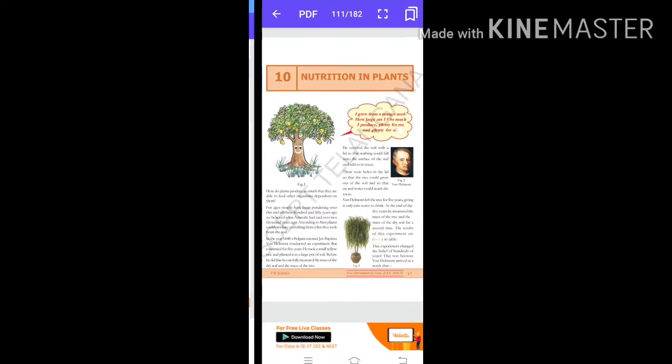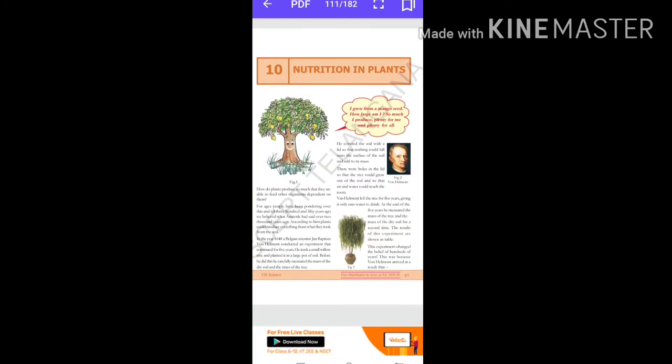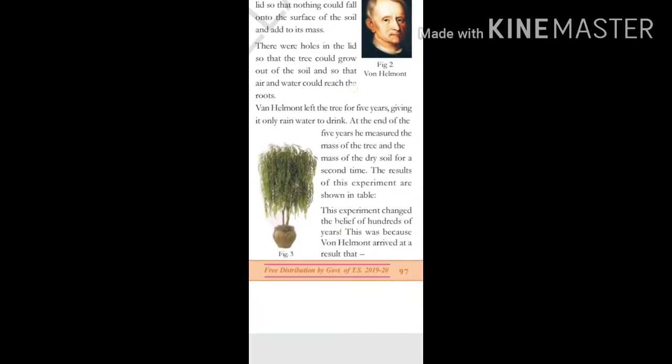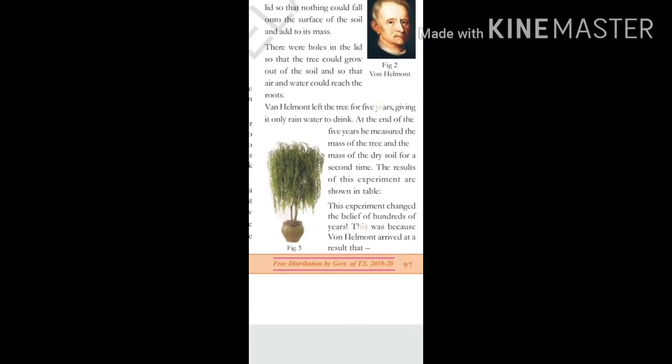So this is the page, children, of your 7th class textbook, Nutrition in Plants. Here we have this von Helmont's activity. Hope you all remember this, children, where von Helmont took a small plant and potted it in a very big pot, and he covered the pot with a metal lid which had holes so that only water will enter into the soil of that pot.